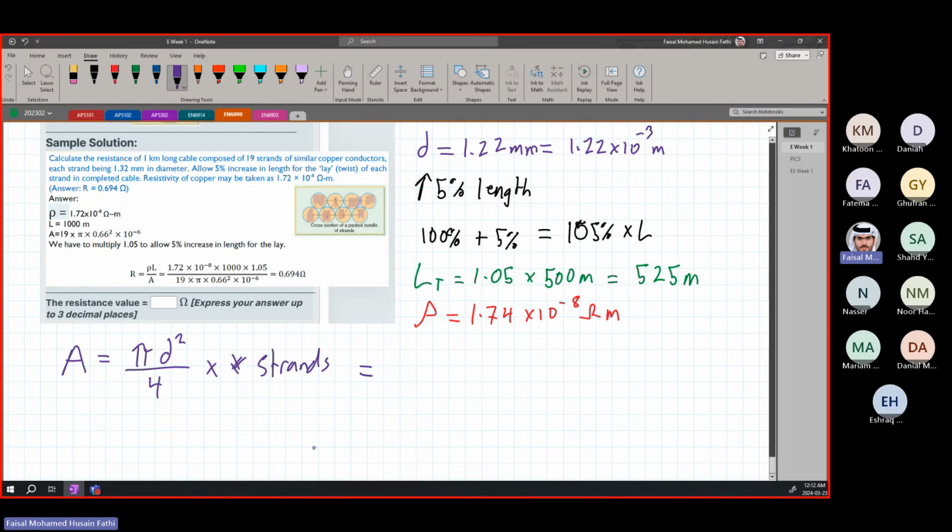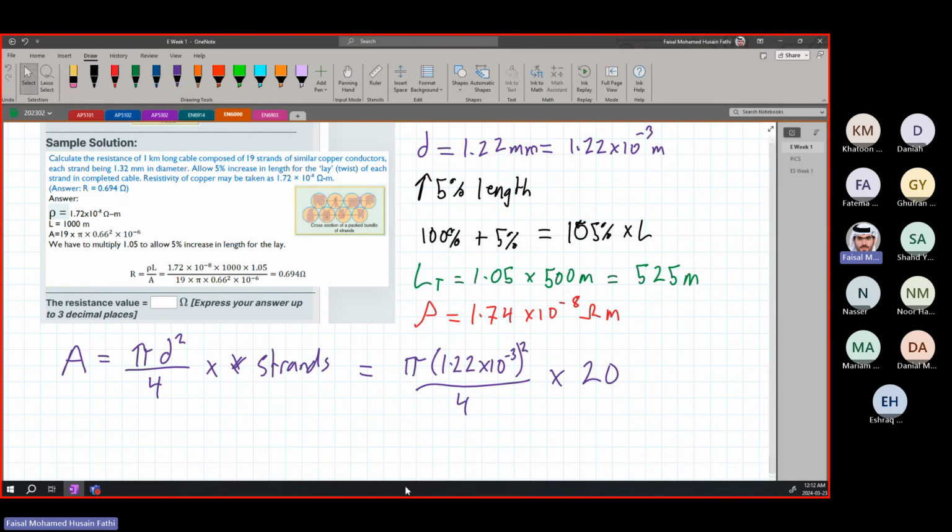So if we just calculate that, it's going to be pi times (1.22 times 10 to the minus 3 over 2) squared times 20, which is the number of strands. So the area is going to be equal to 2.338 times 10 to the minus 5 meters squared. All right. And that's it.